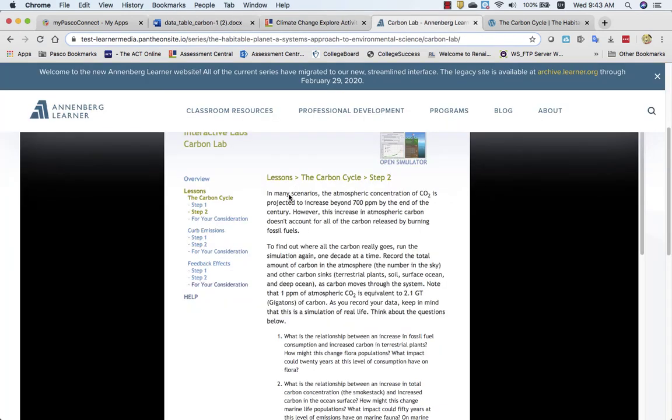And it says, okay, in many scenarios, the atmospheric concentration of carbon dioxide is projected to increase beyond 700 parts per million by the end of the century. However, this increase in atmospheric carbon doesn't account for all the carbon released by burning fossil fuels. To find out where all the carbon really goes, run the simulation again, 1 decade at a time, record the total amount of carbon in the atmosphere, the number in the sky, and the other carbon sinks as carbon moves through the system. Note that 1 part per million of atmospheric carbon dioxide is equivalent to 2.1 gigatons of carbon. As you record your data, keep in mind that this is a simulation of real life. Think about the questions below.